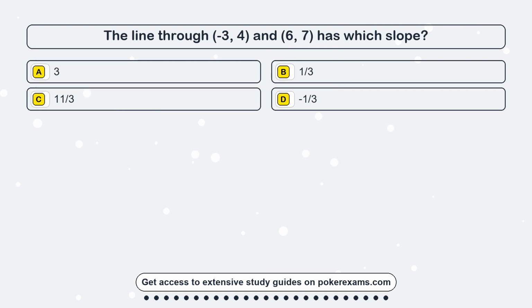Question 13. The line through minus 3, 4, and 6, 7, has which slope? Option A, 3. Option B, 1/3. Option C, 11/3. Option D, minus 1/3.